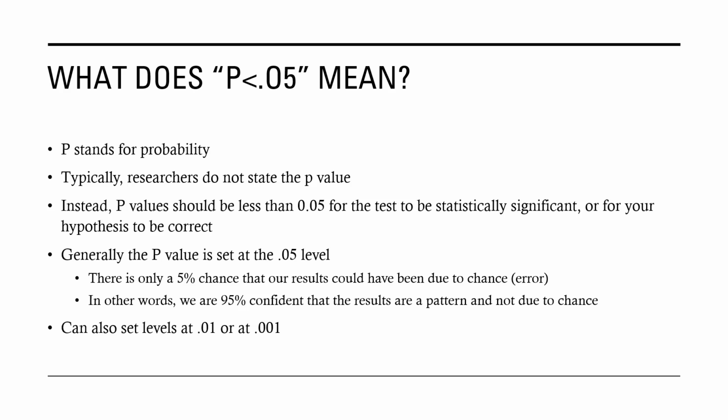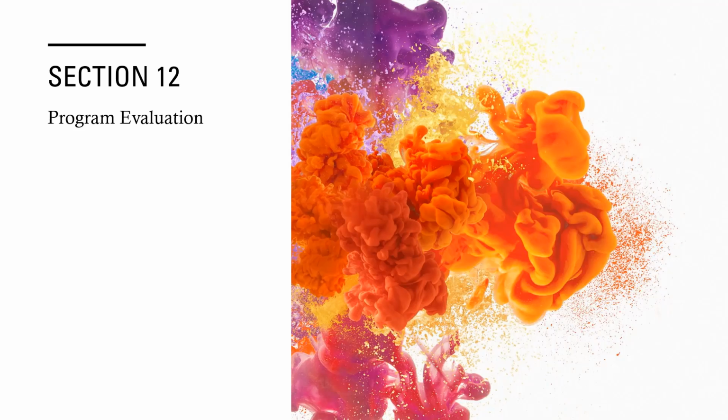But in other kinds of research, you're going to find that those p-values can sometimes be at the 0.01 level or below, or the 0.001 level and below. During our last section, we're going to be talking about program evaluation. Program evaluation can actually be carried out in a couple of different ways. We're going to be talking about needs assessment, formative evaluations, and outcome evaluations.